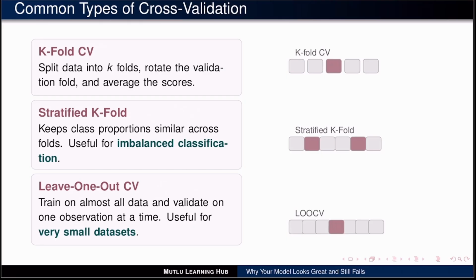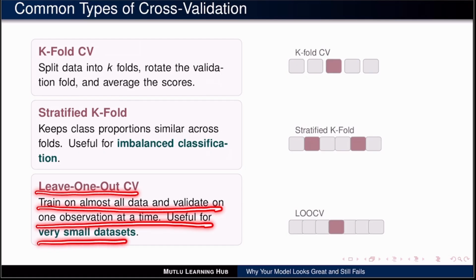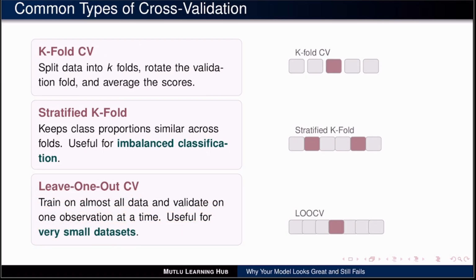And third, leave-one-out cross-validation. In that setup, you train on almost the entire dataset and validate on just one observation at a time. That can be useful when the dataset is very small, although it can also be more computationally expensive. So the main point here is, don't just pick a validation method automatically, match it to the problem.